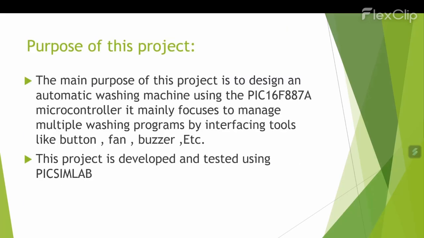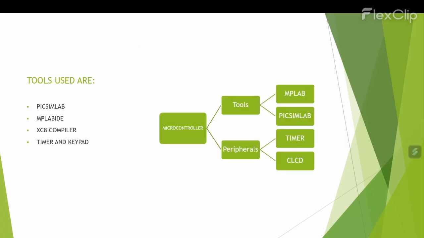in detail. And the main purpose of this project is to design an automatic washing machine using the PIC16F877A microcontroller. This mainly focuses on multiple washing programs by interfacing tools like buttons, fan, buzzer, etc. This project is developed and tested using PiximLab. These are the tools and peripherals we used for designing this washing machine project.